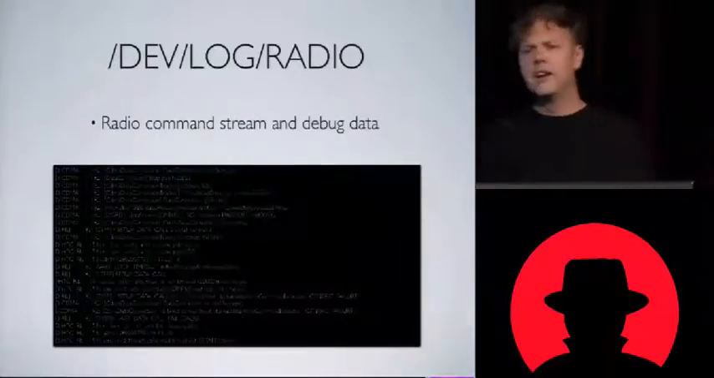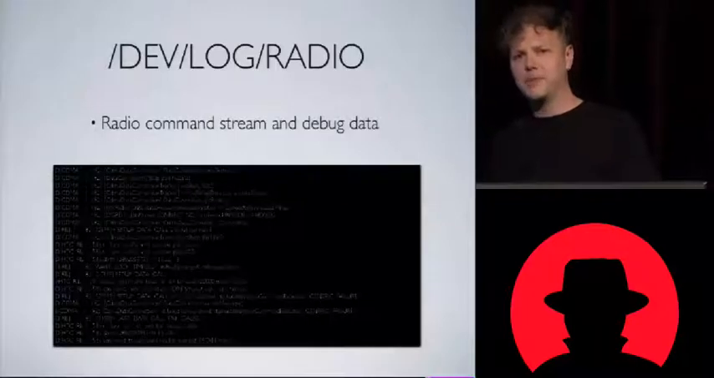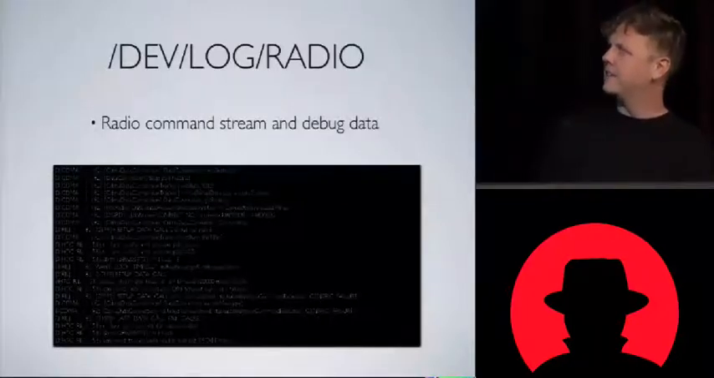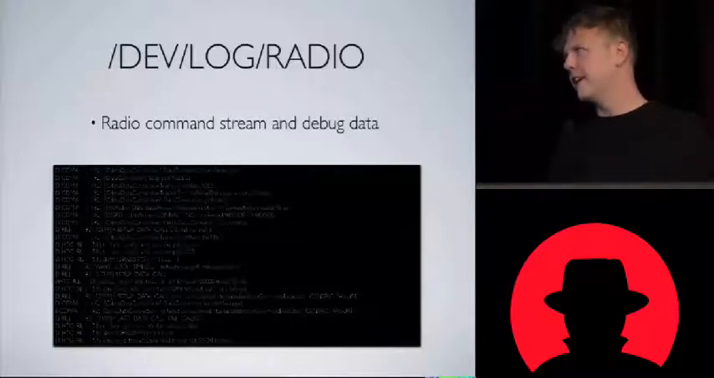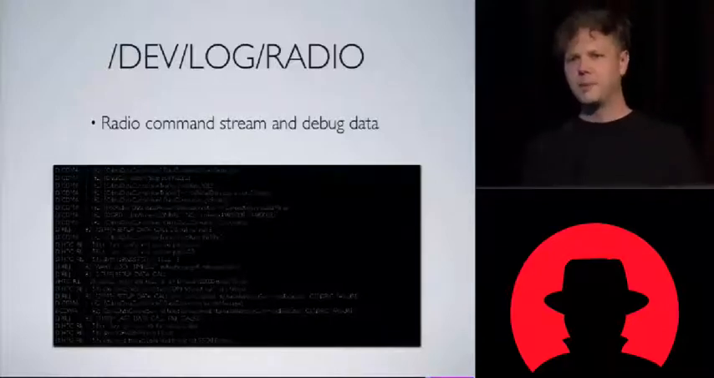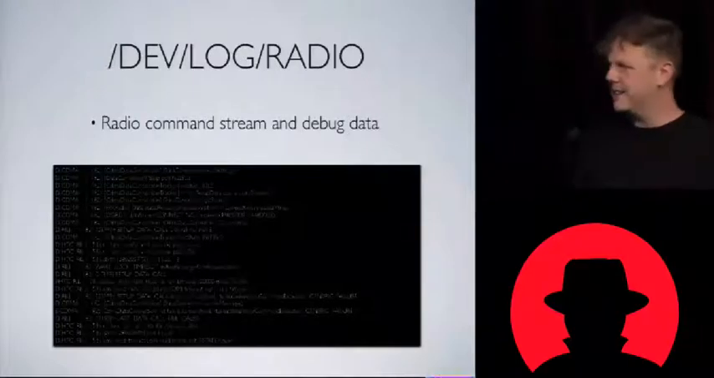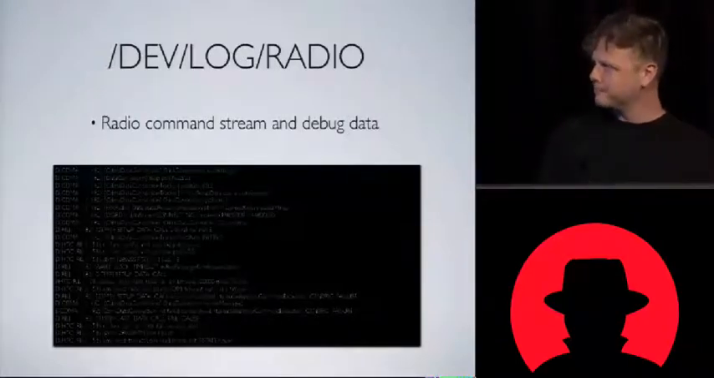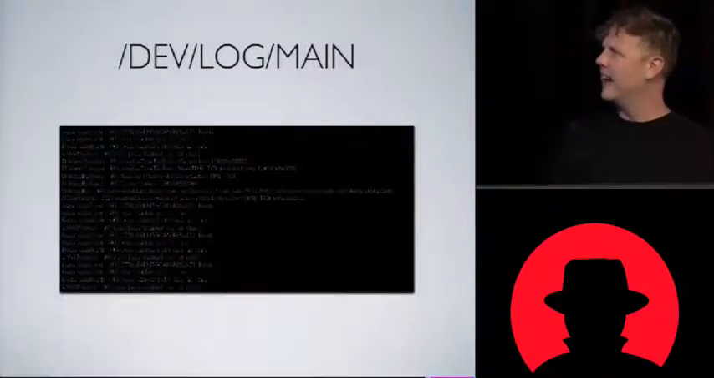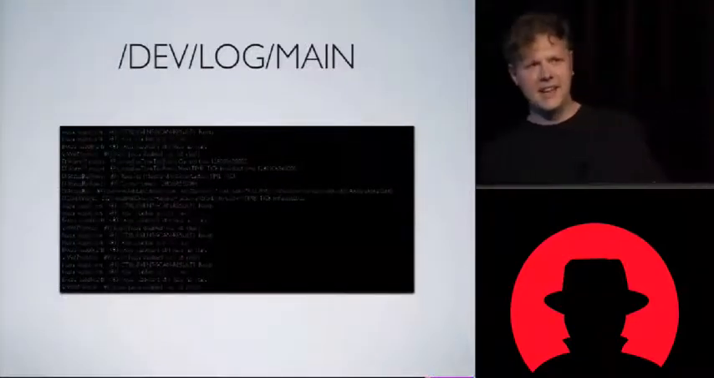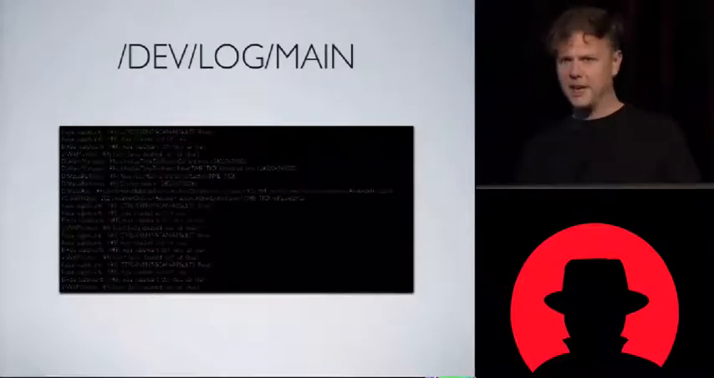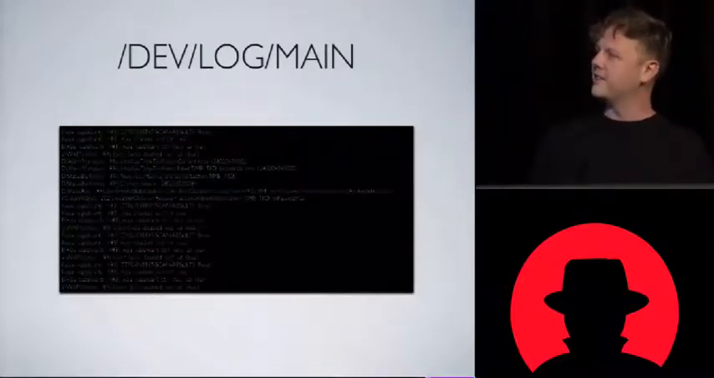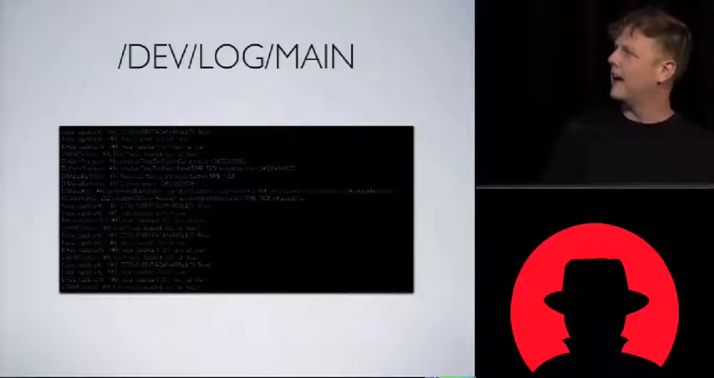Devlog radio contains the log output stream for the system radio. Typically, this includes a lot of command stream gibberish that most people don't want to pay any attention to, but there are some interesting events that pop up in there as well. And then devlog main is, as I said, the main application log. When your typical market-downloaded application uses the log facility, this is where the output ends up.